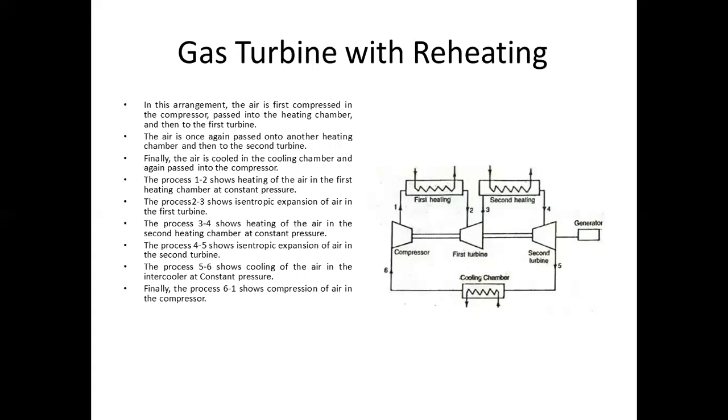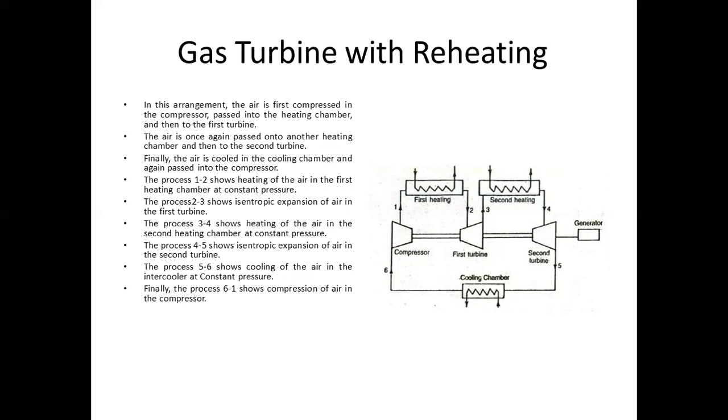The output of a gas turbine can be considerably improved by expanding the hot air in two stages with a reheater between the two. In this arrangement, the air is first compressed in the compressor, passed into the heating chamber, and then to the first turbine. The air is once again passed on to another heating chamber and then to the second turbine. Finally, the air is cooled in the cooling chamber and again passed into the compressor.